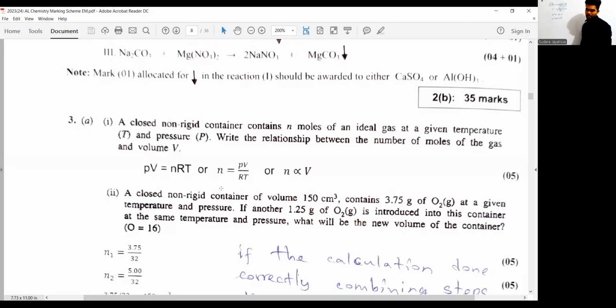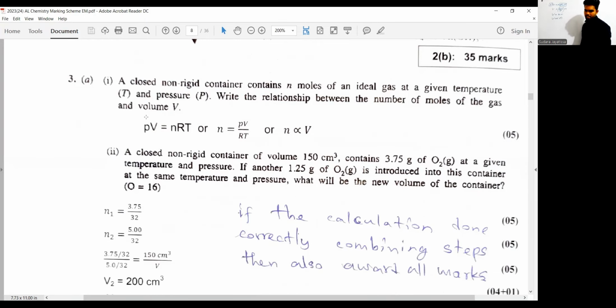Now look at the second part of the question. In your tute, the space is given, so please write that one. And it's good to add how many marks you are getting.